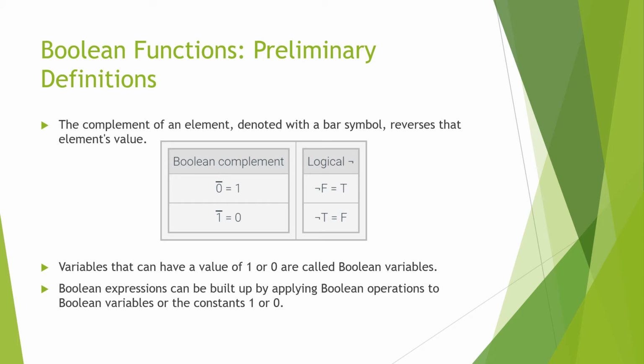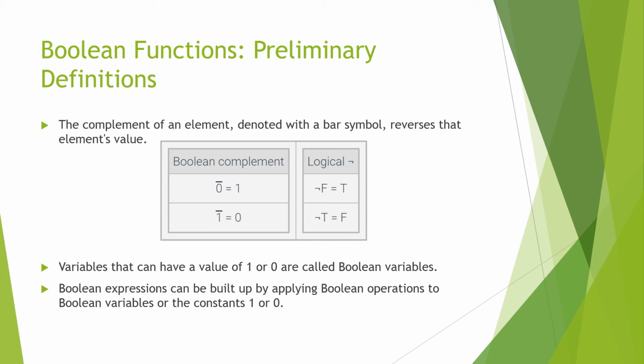So next we have another Boolean operation which we call complement. Boolean complement corresponds to logical negation. So the complement of an element, which is denoted by a bar symbol, reverses that element's value. So if the element is 1, it becomes 0. If it is 0, it becomes 1. So the Boolean complement of 0 is 1, and the Boolean complement of 1 is 0. This is in the same way that the negation of false is true and the negation of true is false.